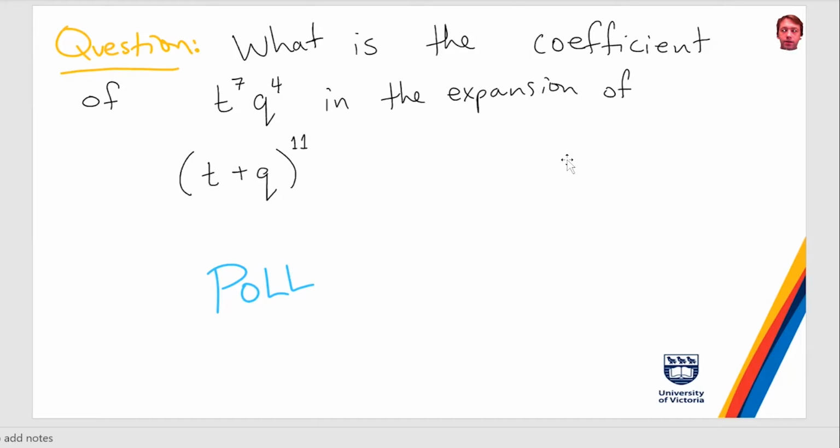Okay, so just to test what we've learned, what is the coefficient of t to the 7, q to the 4 in the expansion of t plus q to the 11?